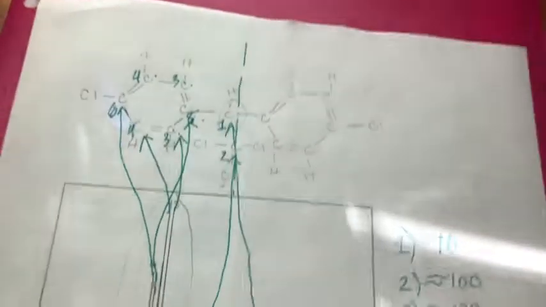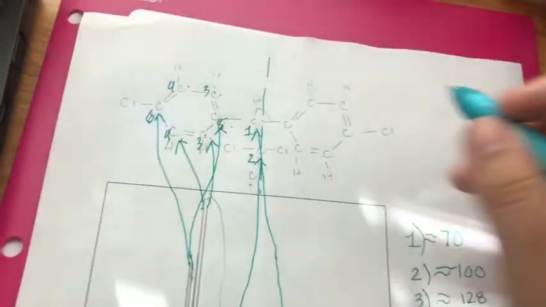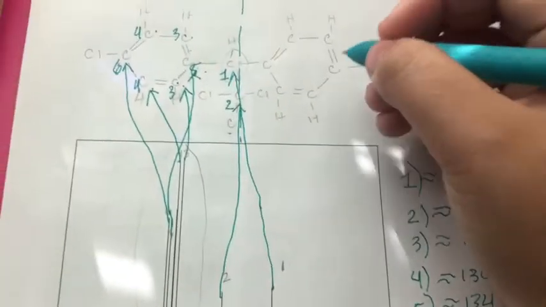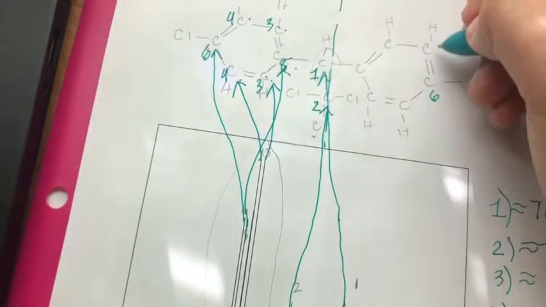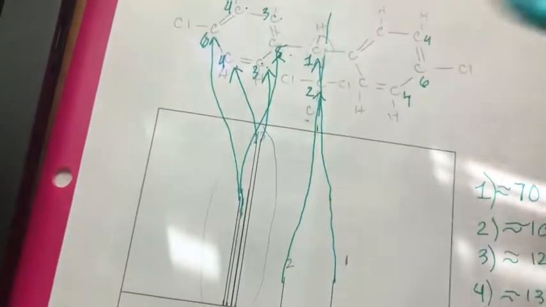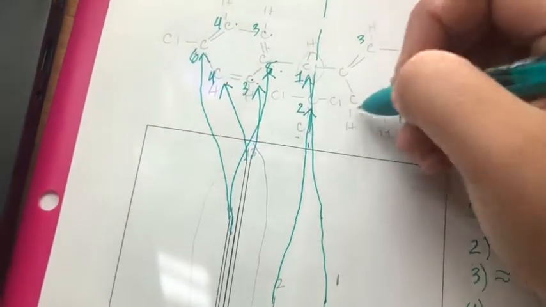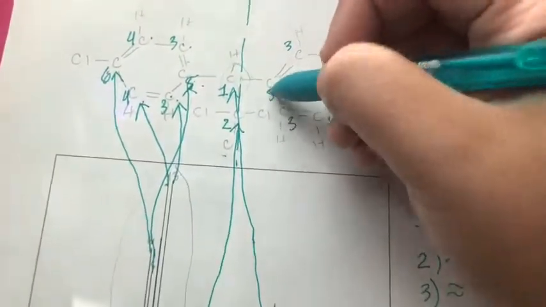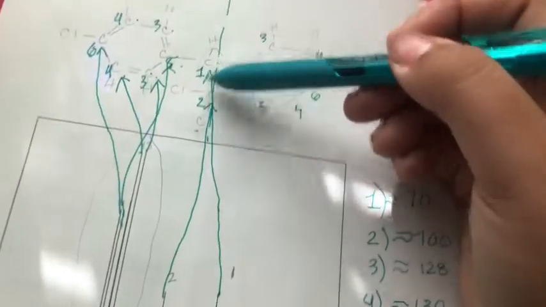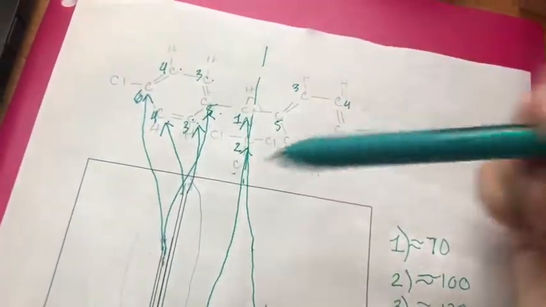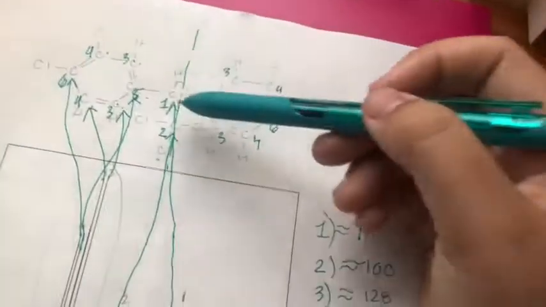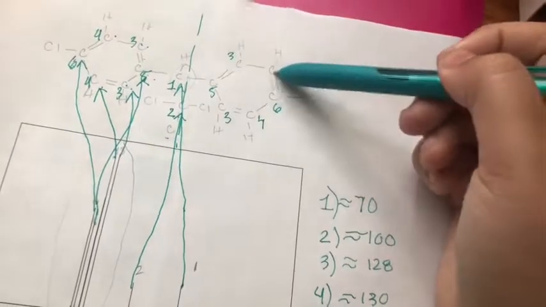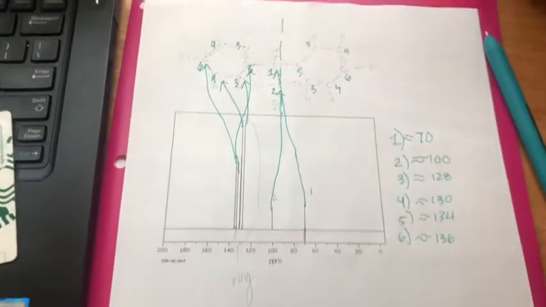So now, if we were to look at this side, we know that the carbon directly connected to the chlorine is number 6, and we know that the 2 carbons next to that are number 4. These 2 carbons are 3, and this carbon is 5. So we have our 1, 2, 3, 4, 5, and 6. And again, on this side, we have the 1, 2. We have our 3, our 4, our 5, and our 6. And that's for carbon NMR.